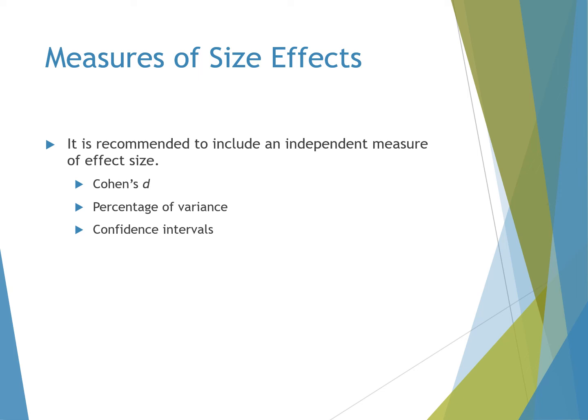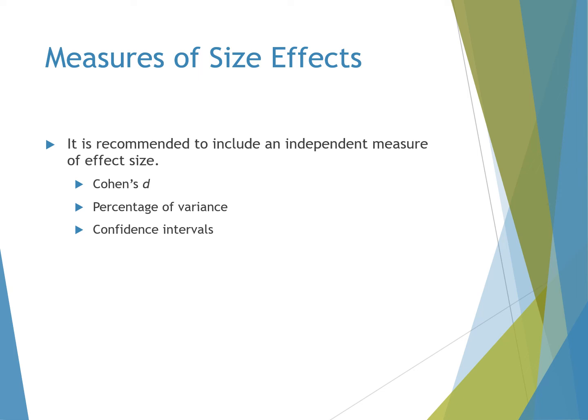So this is a sample mean difference. With Cohen's d, you're looking at the sample mean difference divided by the sample standard deviation. You might also look at the percentage of variance. So R squared or eta squared are some measures of effect size for some analyses, and these look at what percentage of variance in the dependent variable is due to the predictor.